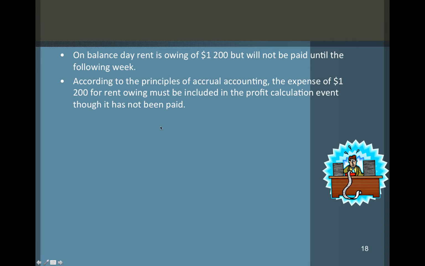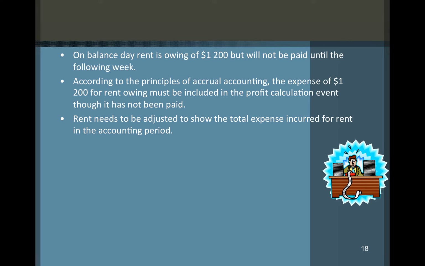So according to the principles of accrual accounting, that expense of $1,200 is owing on the 30th of June, and we need to include it in our profit determination. Even though we haven't paid for it yet, if we're applying the matching principle, we must include that $1,200 in the rent account because it represents an amount incurred in the current accounting period. So the rent account needs to be adjusted so that we can reflect the true value of that expense that's been consumed in the current accounting period.